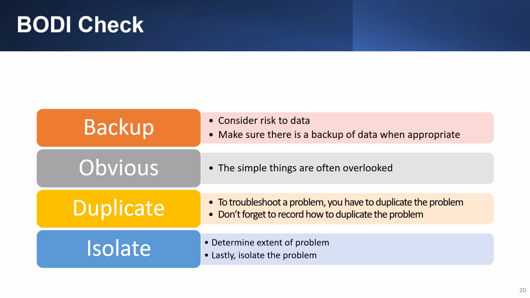The other three parts of the BODY check were already discussed with the CompTIA troubleshooting steps. Make sure you check the obvious, because obvious is the simple things that are often overlooked. To troubleshoot a problem, you have to duplicate the problem and confirm that the problem actually exists. Lastly, you need to isolate the problem, including determining the extent of the problem.